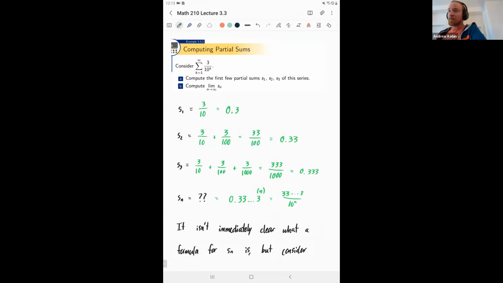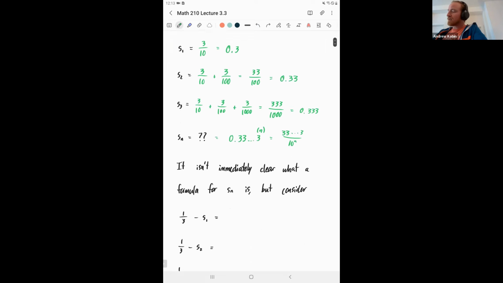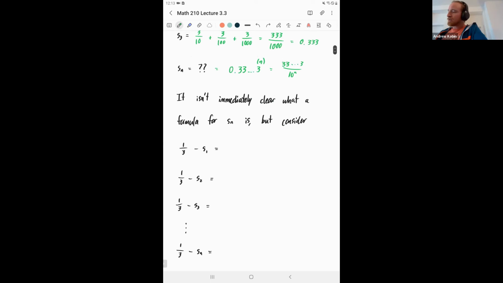We need to figure out a formula for the nth partial sum. And in part B, once we find that formula, we'll be able to compute the limit of that sequence of partial sums to evaluate this series. And we hope it converges to 1/3. And it's not immediately clear how to find a formula for Sn. But one thing that we can do is write down the difference between the terms of our partial sums and what we think the target is, what we think Sn converges to.